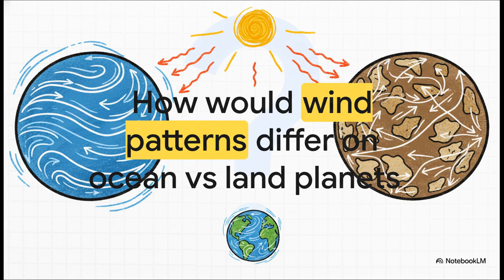Think about this for a second. How would the wind patterns on these perfectly uniform planets compare to the crazy, complex wind systems we have here on Earth, which is a bumpy mix of land and sea? Well, the difference in how water and land absorb heat completely changes how the air moves above them.